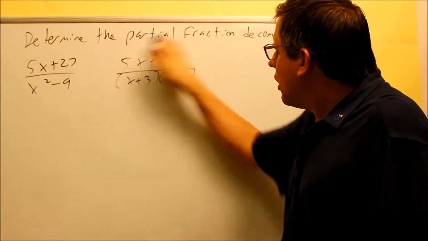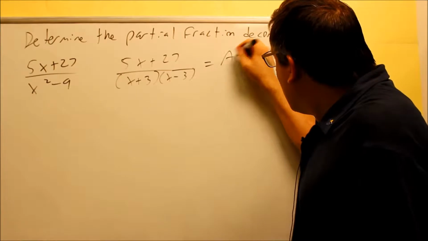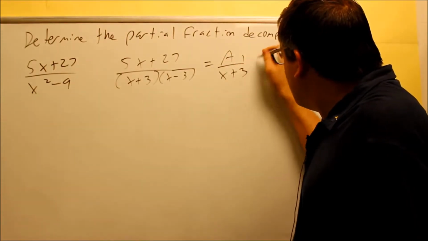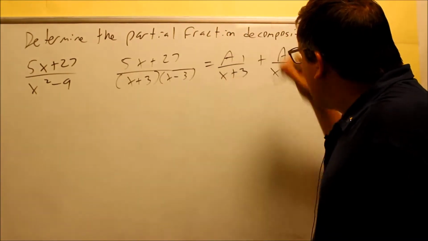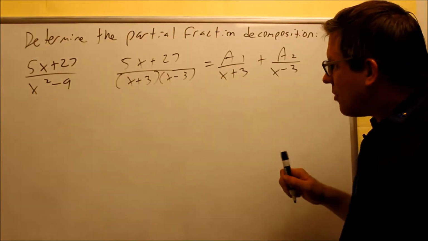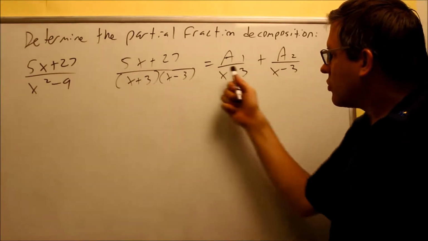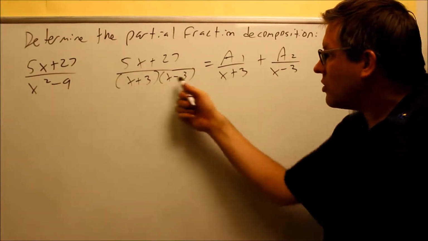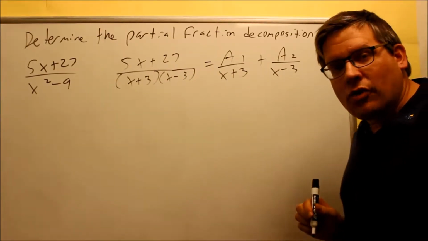So here is our problem we begin with. We're going to set that equal to the setup, a1 over x plus 3 plus a2 over x minus 3. That's basically the way we're going to break this up. So I have each one over its own linear factor. However many fractions you have matches however many of these you have on the bottom. So that's going to be our answer for that one.